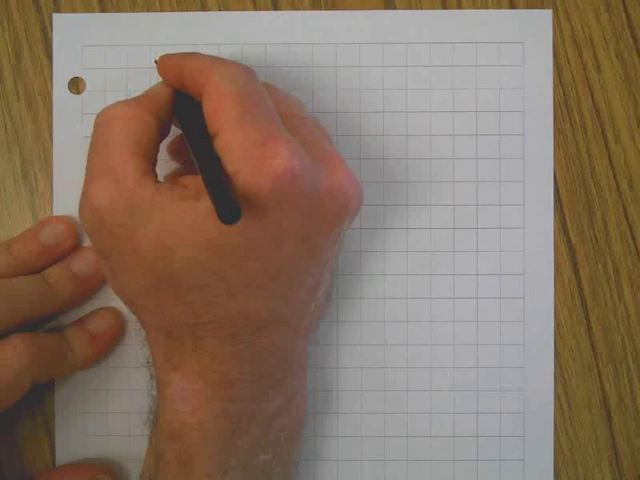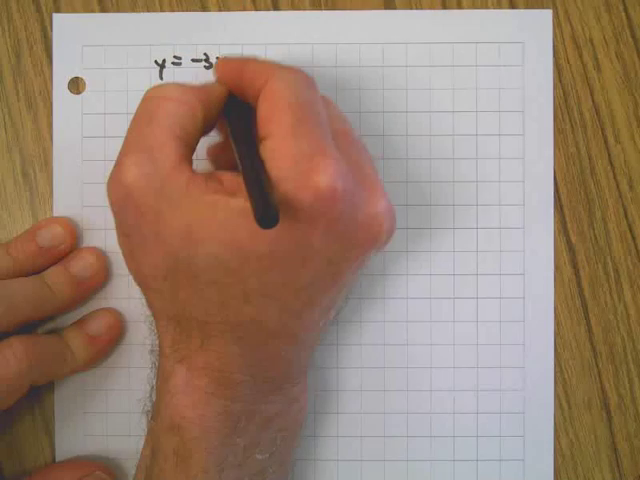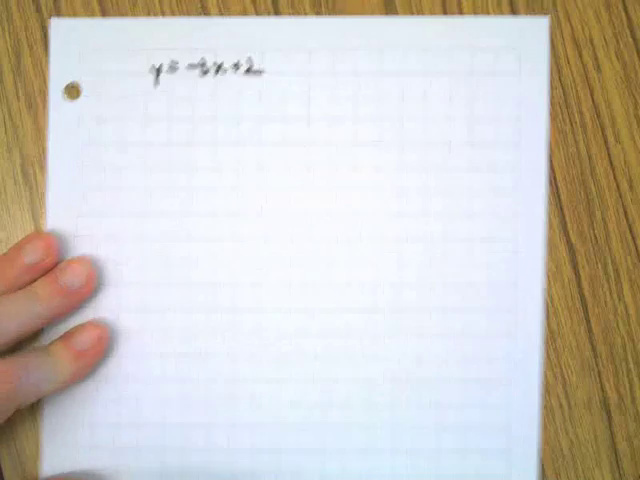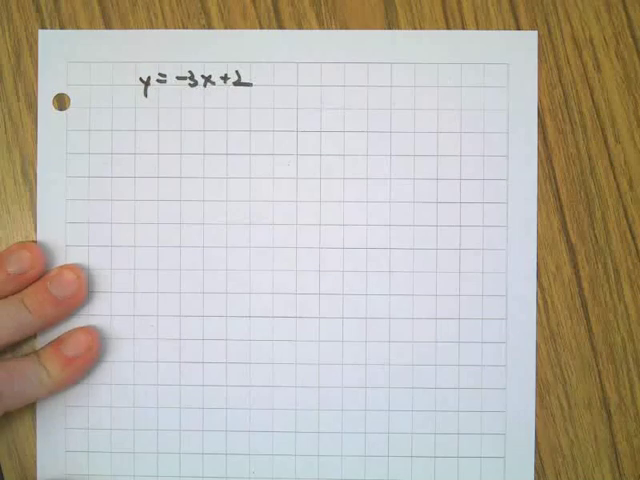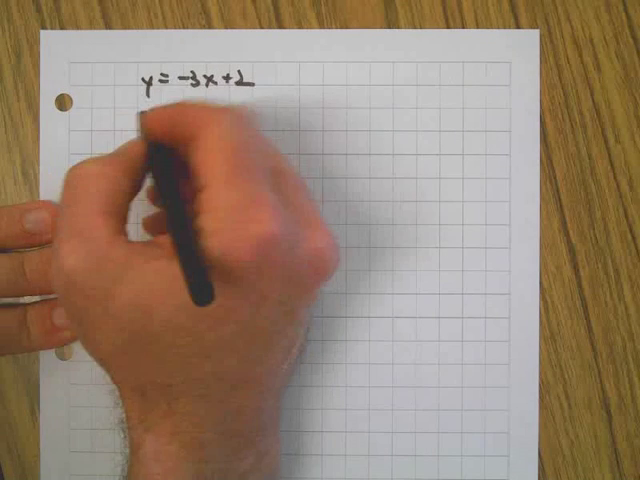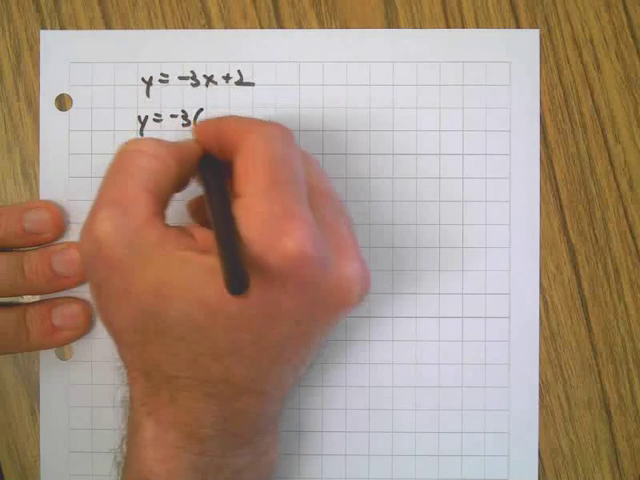So anyway, let's do an example here. And we can get out of here. How about that? Let's do y equals negative 3x plus 2. Okay? First thing, I'm going to use my strategy of picking 0.